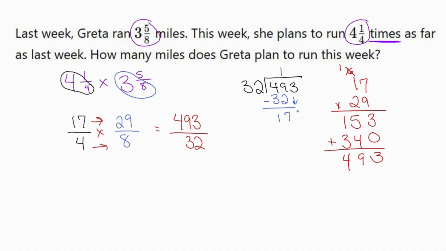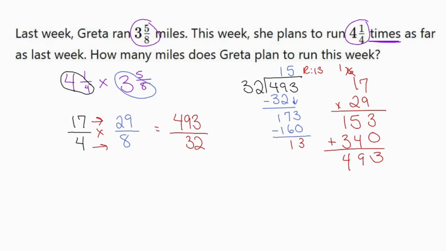Now let's drop down the 3 and ask ourselves how many times 32 is going to go into 173. I'm going to go with 5 on this one. 5 times 32. 5 times 30 would be 150, so 5 times 32 is going to be 160. So we subtract 173 minus 160. That is 13. And with no more numbers to drop down, that 13 is our remainder.